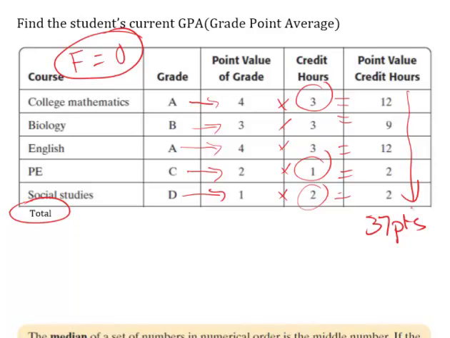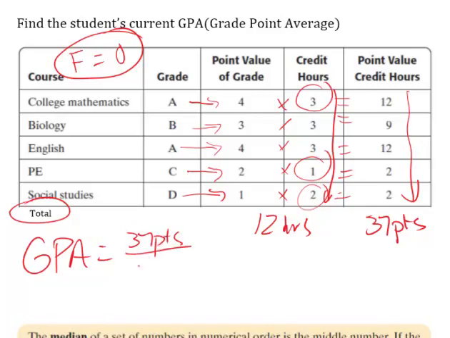Now, in order for us to find our GPA, what we need to do is we also need to add up the number of credit hours that we took. So I'm going to add up 3 plus 3 plus 3 plus 1 plus 2. So we had a total of 12 hours. To find the GPA, what we do is we take our points and we divide it by our hours. Now, when you're doing this on your calculator, let me go ahead and show you.